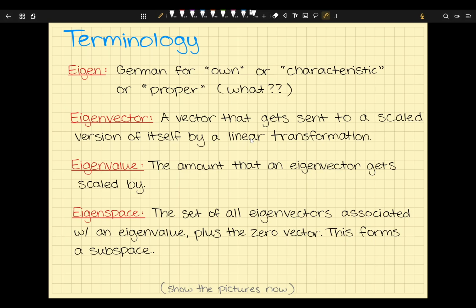And so what we said an eigenvector is, is a vector that gets sent to a scaled version of itself by a linear transformation. And then an eigenvalue is the amount that eigenvector gets scaled by. So I should maybe note that this was our lambda, and this was our x. And then an eigenspace is we take all of the eigenvectors associated with an eigenvalue, and we chuck in the zero vector, and this forms, I claim, a subspace of R^n.